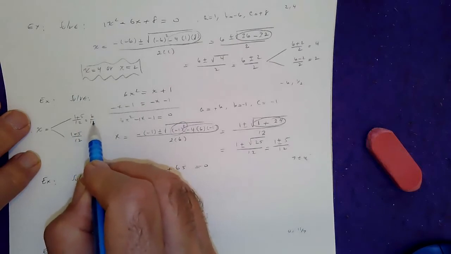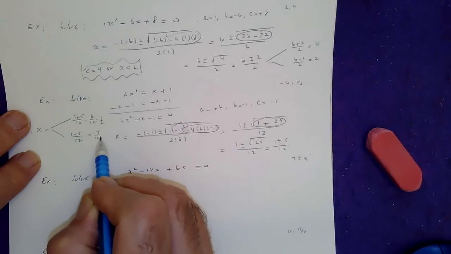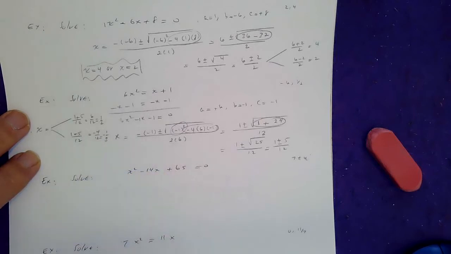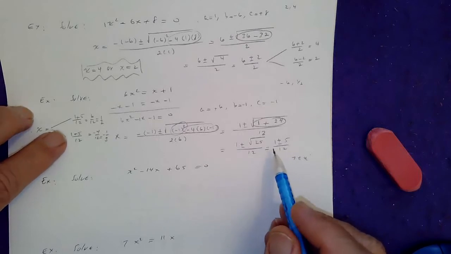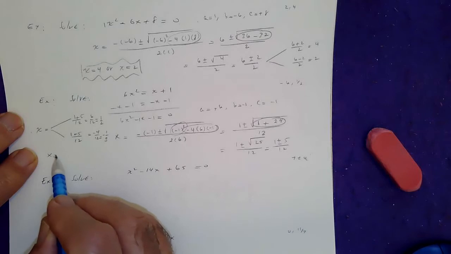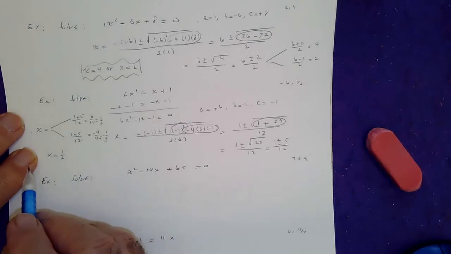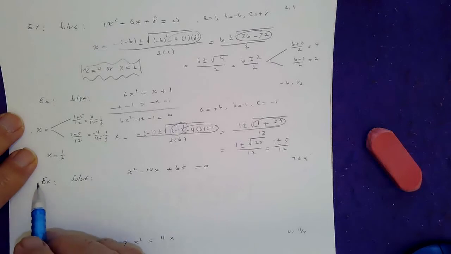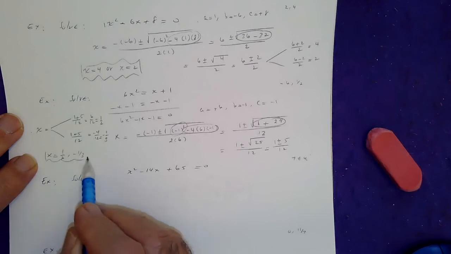Here you get 6 over 12, which is 1/2. Here you get -4 over 12, which is -1/3. Is that right? So just double check. That's -4 over 12, which is -1/3. So the solutions are 1/2 and -1/3.